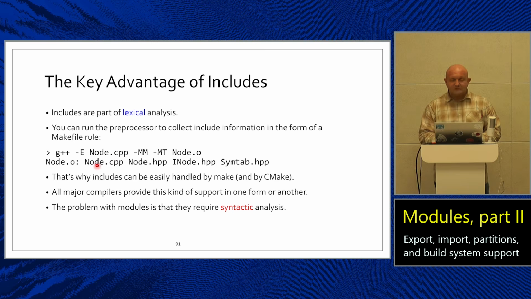This trick works because include is just textual substitution. The preprocessor sees everything, every header, every include, and can describe it in a purely textual way. That's exactly why Make and CMake handle includes so easily, and why every compiler supports this mechanism in one form or another. But modules are a different story. They aren't part of lexical analysis. Modules live at the syntactic level, and that changes everything.